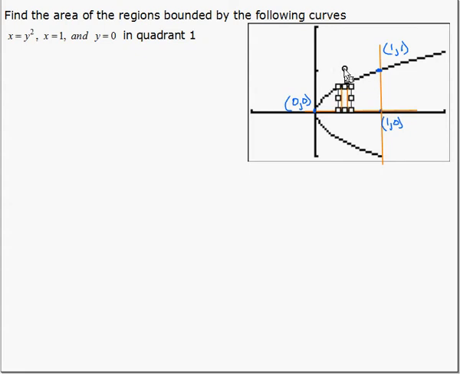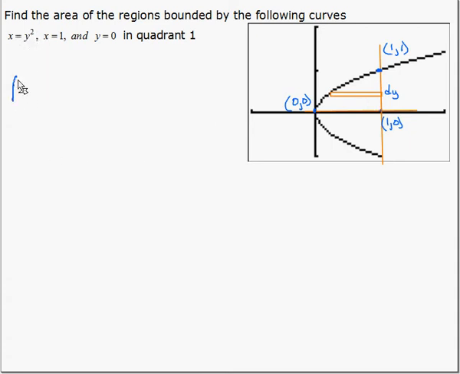In this particular case, if we move that rectangle away, we could also try a dy rectangle. So if we try a dy rectangle, we can notice that as this rectangle moves from bottom to top of the region, the bottom remains on the line x equals 1, and the top remains on the curve x equals y squared. So in this case, we'll solve it with a dy rectangle, since our function is given as x equals a function of y.